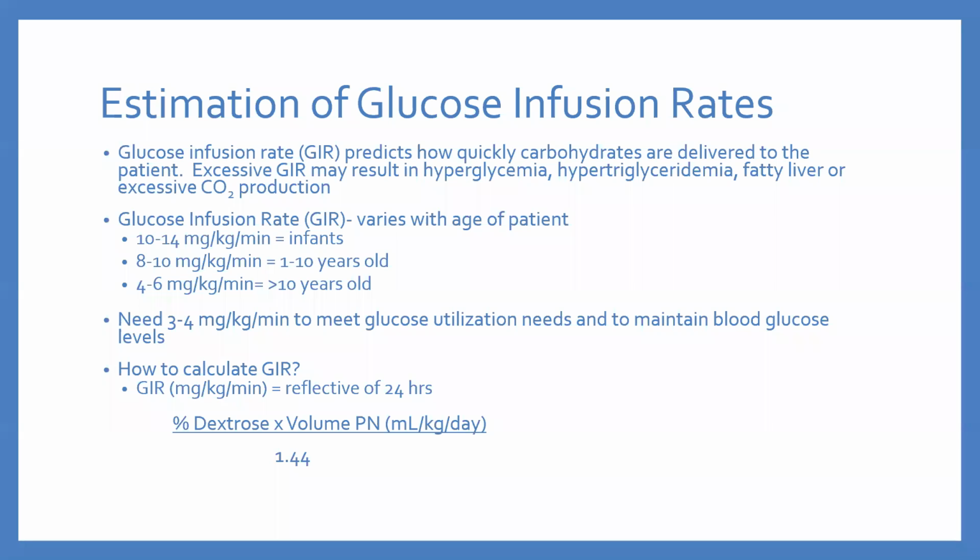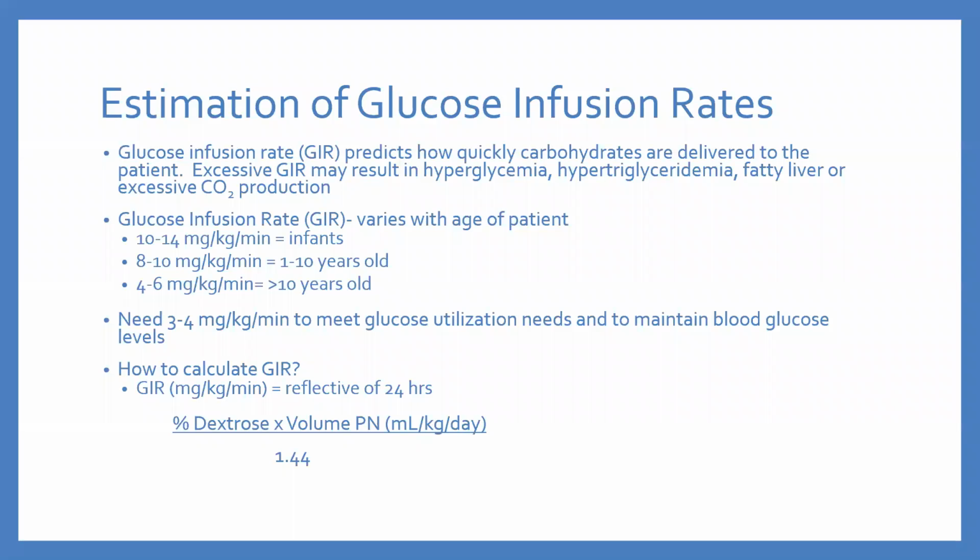One of the main things that we look at, and I know I've preached to all of you, is the glucose infusion rate. And basically what that's doing is it's looking at how quickly carbohydrates are delivered to the patient. If your glucose infusion rate is excessive, you are at risk of having hyperglycemia, high triglycerides, fatty liver. Also too, if they have some pulmonary disease or pulmonary issues, it could also cause some excessive CO2 production.